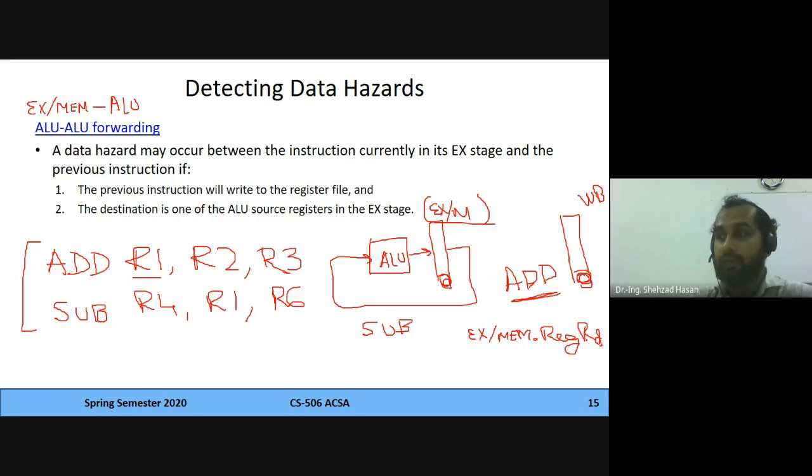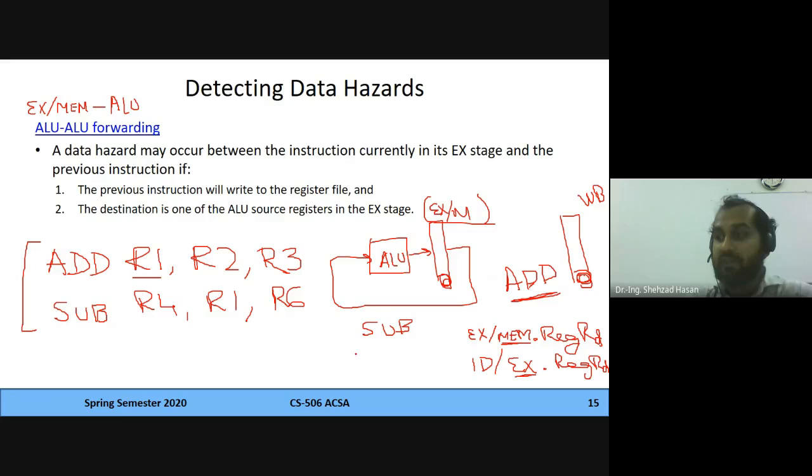So I'm writing the short form over here. I could have written the whole register name, but EXMEM register RD means that I'm referring to the RD's code, the destination code of the instruction which is currently in the memory stage. Now, if I talk about IDEX dot register RD, that is the destination code of the instruction which is currently in the execution stage.